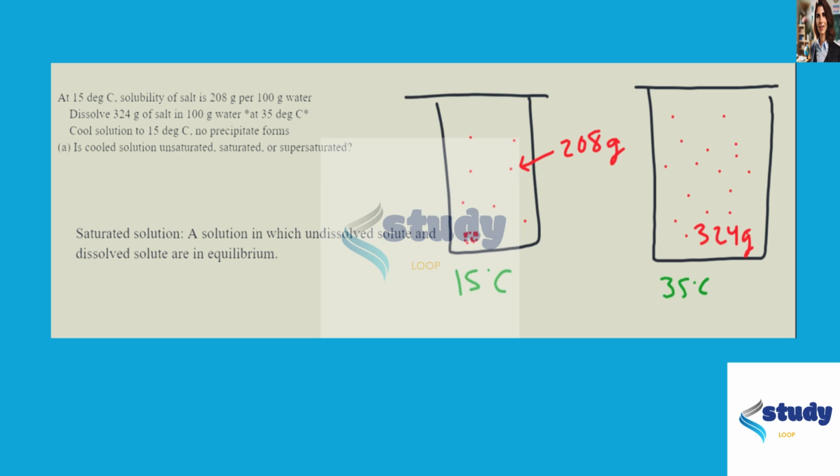And what happens is from 35, we cool down the solution to 15 degrees C. And the question is, if no precipitate forms, is this unsaturated, saturated, or supersaturated? Well, saturated, we already said, will contain 208 grams in solution. Because we've exceeded that, this solution, which has 324 grams at 15 degrees Celsius, is now supersaturated. So part A, the answer is supersaturated.